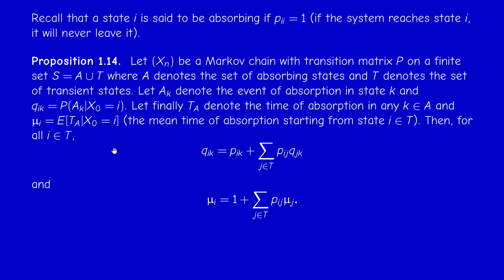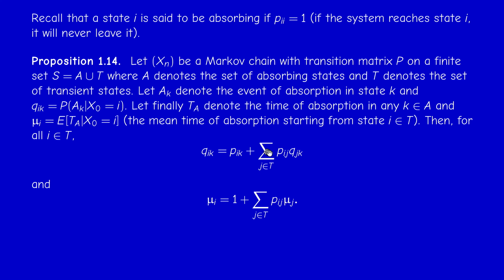It turns out that these probabilities and these conditional mean times satisfy a linear system of equations that we can usually solve easily. So the first equation: Q_IK is P_IK plus the sum over all transient states J of the transition probability P_IJ times the probability of absorption in state K starting from J. And you have a similar sum: mu_I satisfies the linear system mu_I equals 1 plus the sum over all transient states J of P_IJ mu_J.